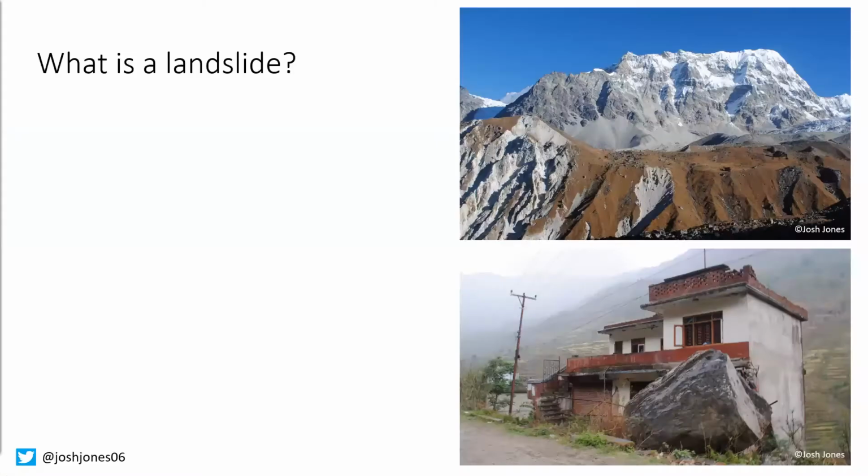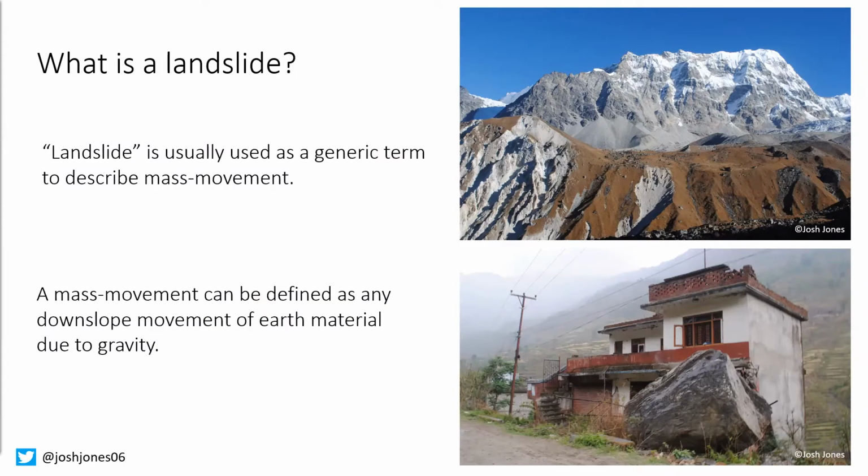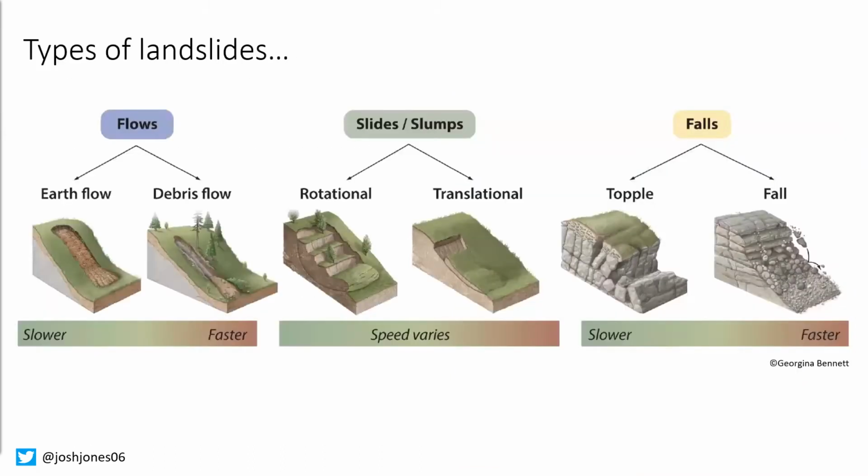So first off, what actually is a landslide? Well, a landslide is a very generic term used to describe any mass movement, where a mass movement can be defined as any downslope movement of earth material due to gravity. The word landslide is a very broad term that can include many different types of process. For example, this graphic shows the main end member types of landslides that geologists will typically talk about.